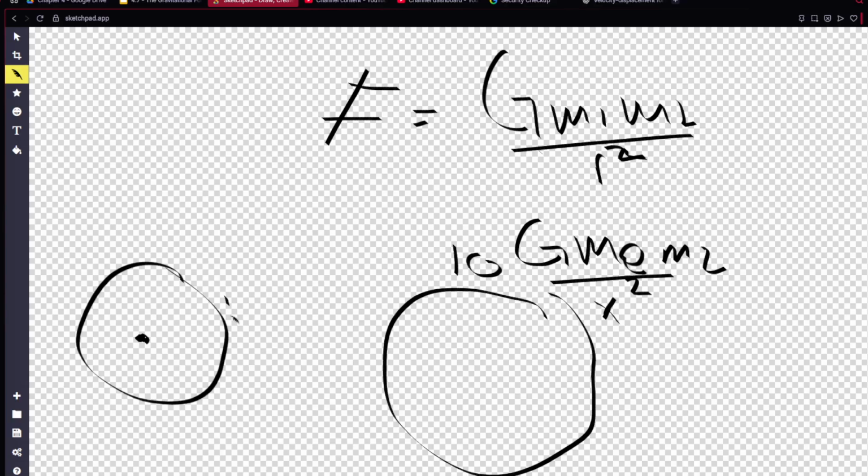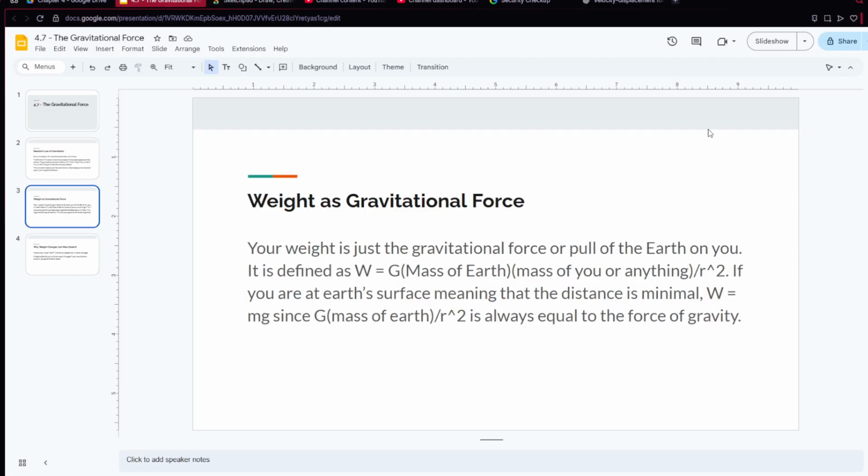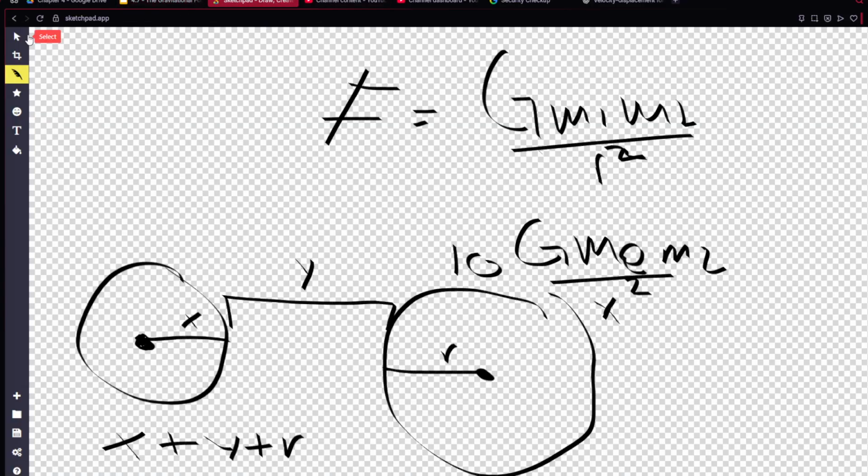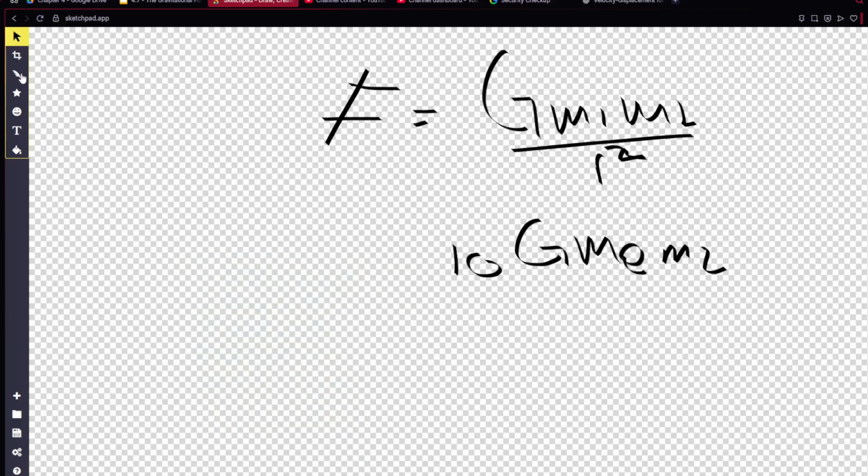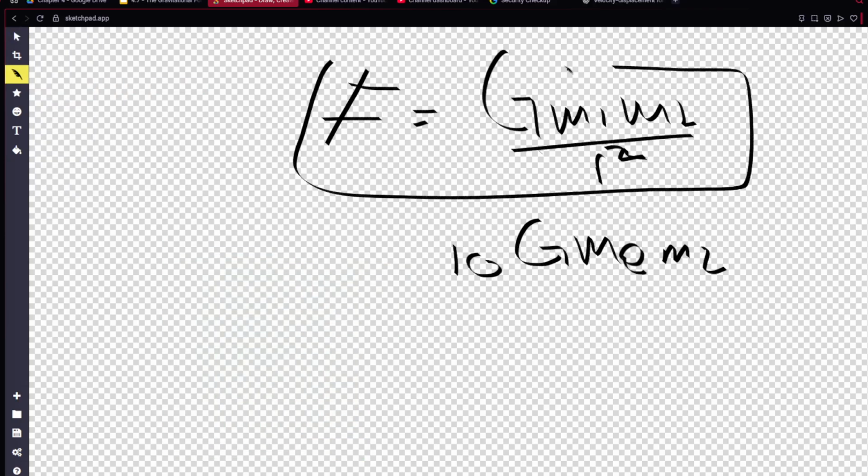Or actually, I don't know. Let's measure this distance as y, x, and r. The radius or the distance between these 2 points would be x plus y plus r, because we're measuring the mass at the center of the bodies, and that's how we do so. Newton proved this with calculus, I believe. So, weight is just a force that something is exerting towards you. So technically, it would just be this formula here. This is literally the weight formula.